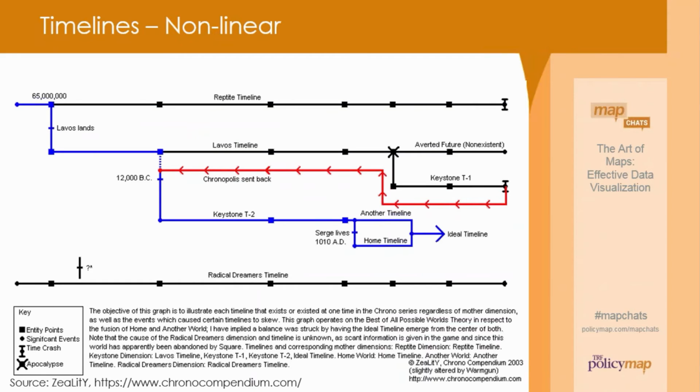We can also get non-linear timelines. This is an attempt to diagram the storyline in the Chrono series of video games, and the timeline loops back on itself at different points in time, but still a very simple, straightforward way to graphically represent time.